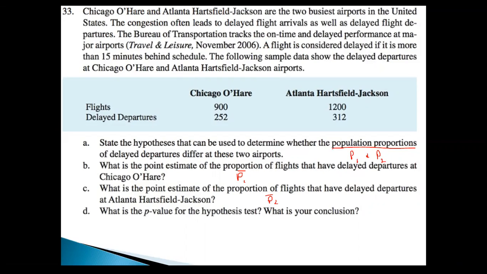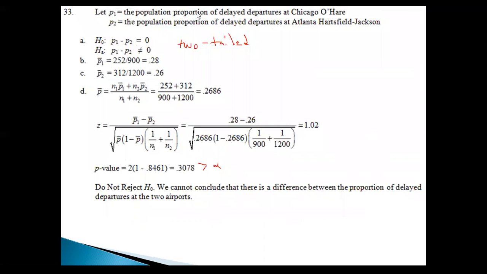And then what is the point estimate of the proportion of flights that have delayed departures at Chicago O'Hare? We'll call that p1 bar. And what is the point estimate of the proportion of flights that have delayed departures at Atlanta? That's going to be p2 bar. And then what is the p-value for the hypothesis test, and what is our conclusion? All right, so p1, like I said, is going to be the population proportion of delayed departures at Chicago, and p2 is going to be for Atlanta. And we want to see if the difference is different than 0. So p1 minus p2 equals 0 for the null, and p1 minus p2 is not equal to 0 for the alternative.